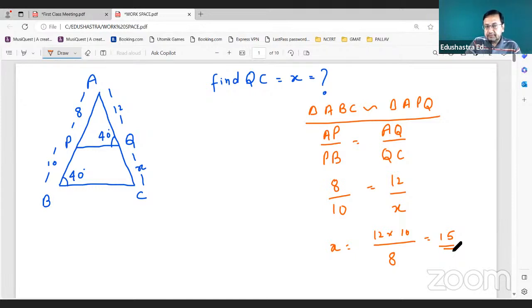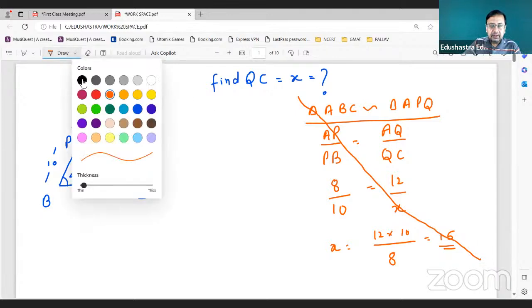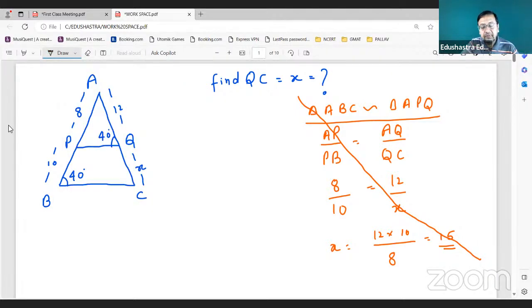But what to do? Is this correct? This is not right. Now, why? Because there is a little gap in my study in understanding the basic concept, basic fundamentals, right?